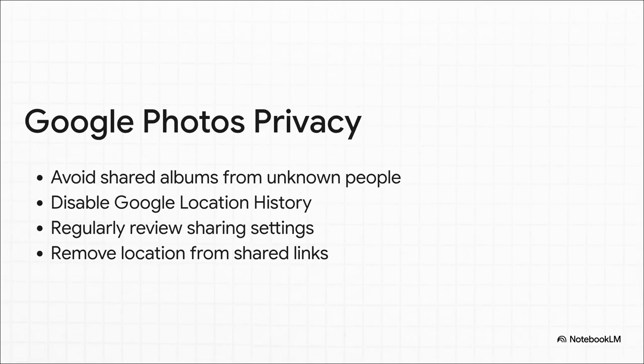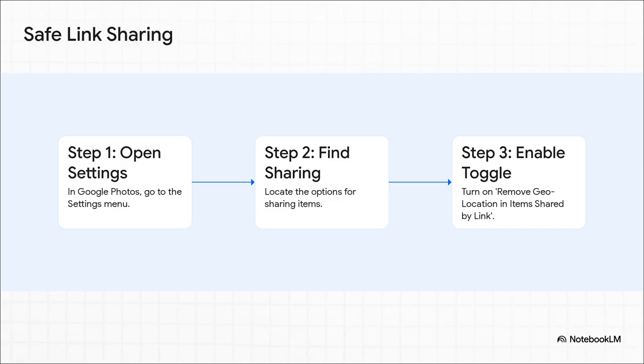First, be careful about joining shared albums from people you don't know. It's also a good idea to disable your main Google location history. And you should definitely review your album sharing settings every now and then. But out of all of these, the single most important setting has to do with what happens when you share a photo with a simple link. Seriously, this is the one setting everyone should turn on right now.